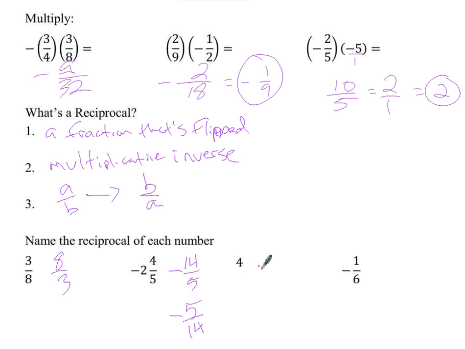How about the 4? How do I change it to a fraction? So put the 4 over 1, and now the reciprocal is obviously 1/4. And then negative 1/6 turns into negative 6 over 1, which is just negative 6. So hopefully that's kind of an easy one for you guys to handle.